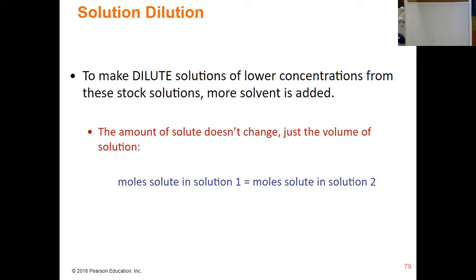Now, if I want to dilute this solution, I'm going to add more solvent to it, okay? So I'm going to need to increase the volume of the water that's present, okay? Now, when I increase the volume of the water that's present, that increases the volume of the overall solution. But what it does not do is change the moles of the HCl that are present. So the amount of my solute is not changing here, just the volume of my solution.